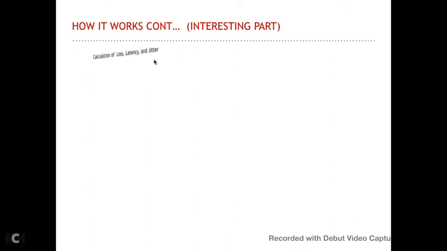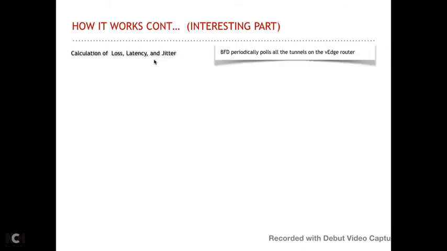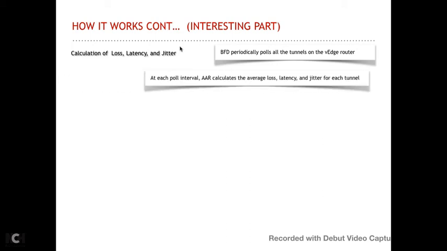So the next part comes about calculation. This is one of the best things which happens. On what basis the health is poor or better or the best, you decide the calculation of loss, latency, etc. So VFD normally pulls the vEdge router periodically, right? As I said, because of its nature of 1 second, it is pulling every 1 second between your devices. And the poll interval, what you say, is actually a bucket in Viptela, I mean in Cisco's SD-WAN.